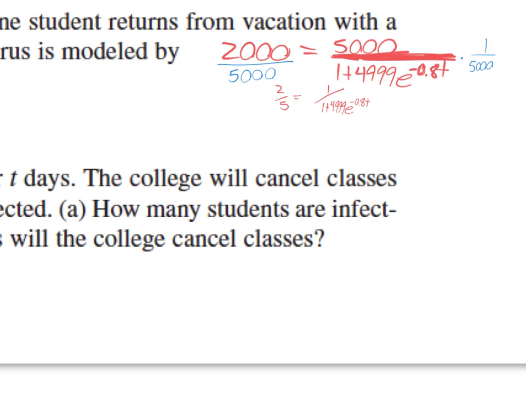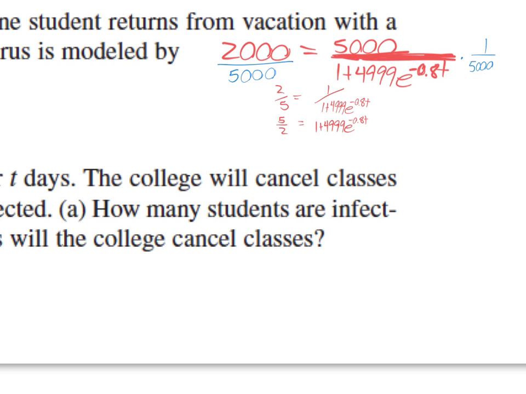Can't you just make it 5 over 2 and flip the other side? Yes. That's the thing that'll actually make this a little bit easier to solve. We have 1 over that mess on the bottom, so if I just flip it, I have now 1 plus 49.99 e to the negative 0.8 t equals 5 over 2. Take the reciprocal of both sides of the equation, and now our algebra is a little simpler.